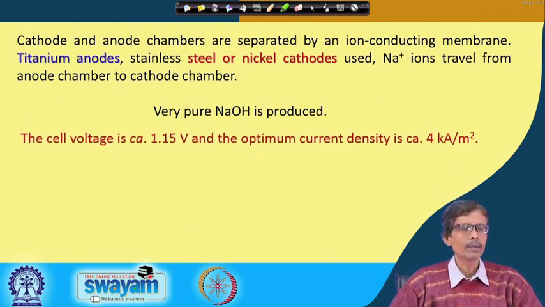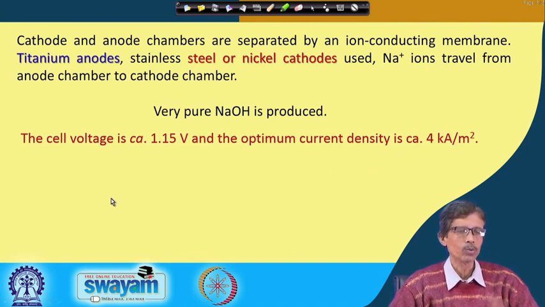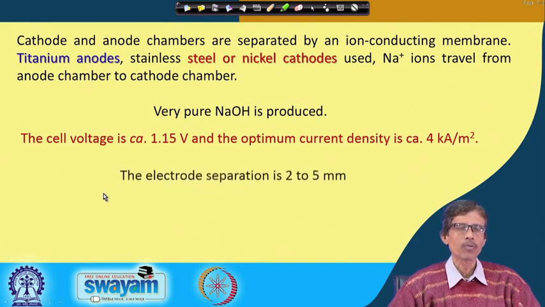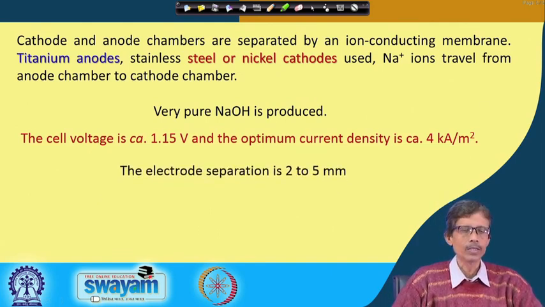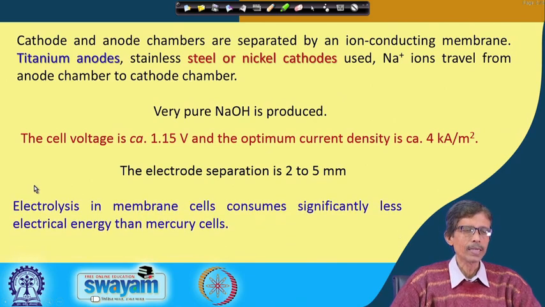And the recommended cell voltage, which can give you very useful production of this material, is only about 1.15 volt, not much, and the optimum current density is about 4 kiloampere per meter square. The current density is also important to know, that is, how much current is being passed at that particular voltage, which is pretty constant. So, it is a constant voltage electrolysis technique. The electrode separation is very fine, only 2 to 5 millimeter apart. You can put the electrodes together, with only the membrane barrier between them. So, this barrier is important.